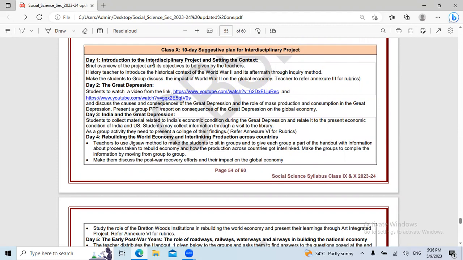First day: introduction to the interdisciplinary project and setting the context. A brief overview of the project and its objectives is to be given by the teachers. Here you can make your own objectives, and you are going to give a brief overview of it. The history teacher is to introduce the historical context of World War II and its aftermath through the inquiry method. Make the students group discuss the impact of World War II on the global economy. The teacher is to refer to annexure third for rubrics.